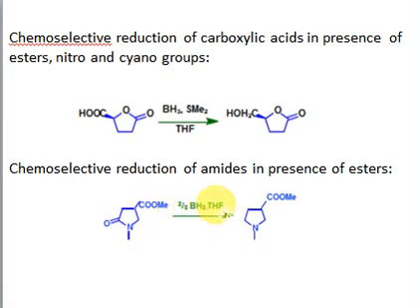BH3 in the presence of THF can effectively reduce the carbonyl of the amide to a CH2 group. Here you can see the ester remains the same. So this reagent prefers to reduce this functional group over that. This is chemoselectivity, right?